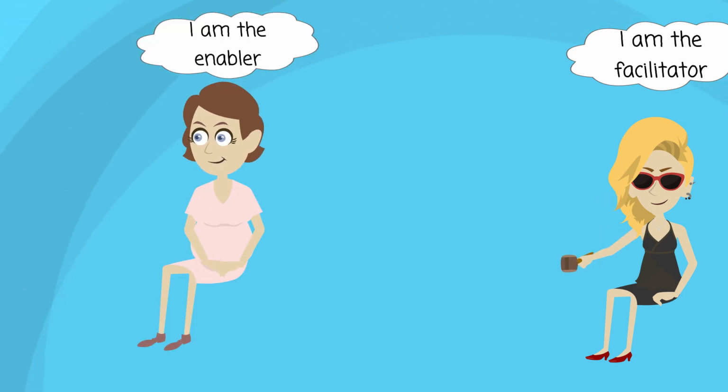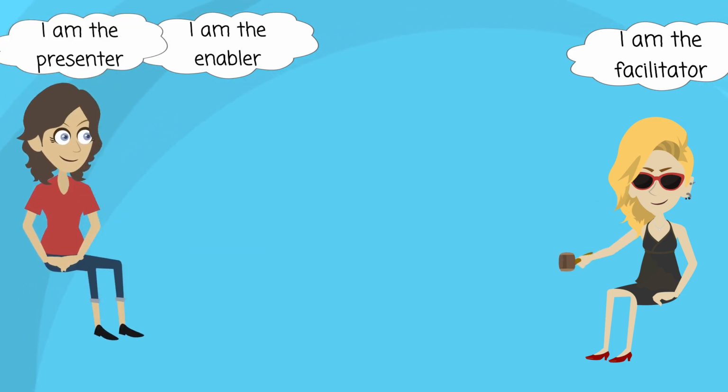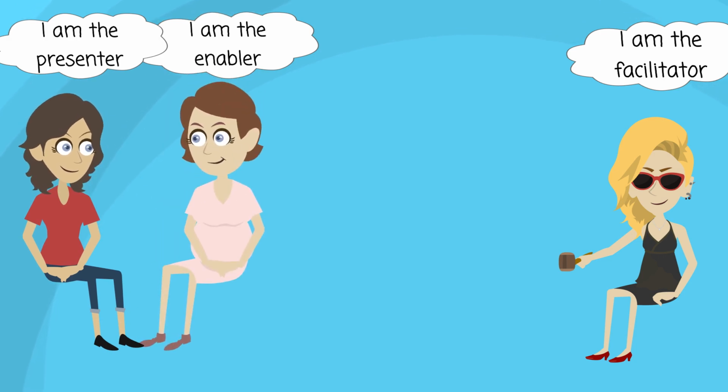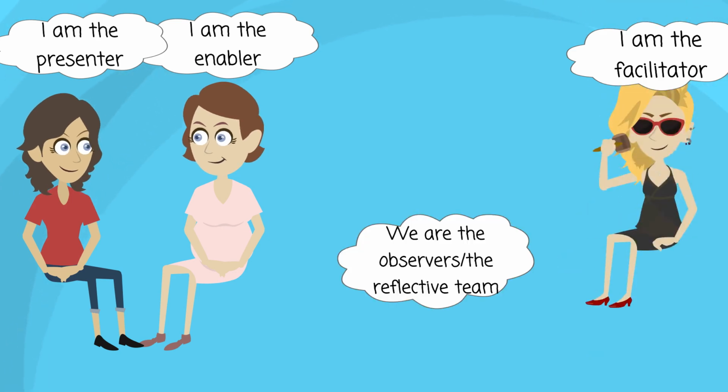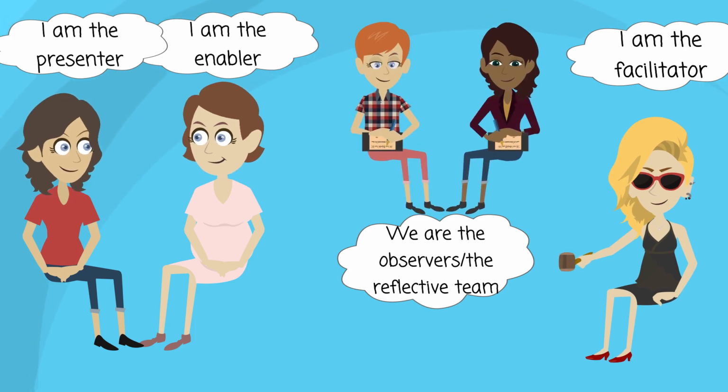I'm the enabler. I question the presenter in order to make her understanding of the problem concrete and prepared for action. I use the action learning template as support. I'm the presenter. I present my problem and my colleagues in the learning group help in different ways to make my plan concrete. We are observers and reflective team. We talk to each other about our observations and thoughts about the dialogue between presenter and enabler.